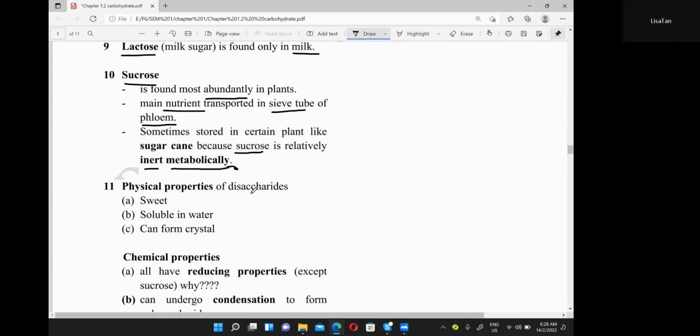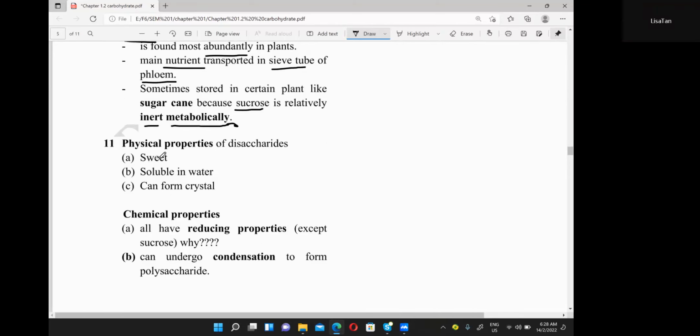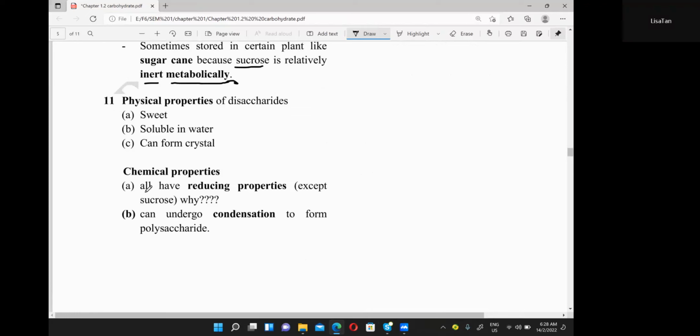What are the physical properties of disaccharides? They taste sweet, are soluble in water, and can form crystals. Next, they all have reducing properties. Yes, all disaccharides have reducing property except sucrose. Next, disaccharides also can carry out condensation to form polysaccharides. How about hydrolysis? Yes, they also can carry out hydrolysis and go back to the monosaccharide units.